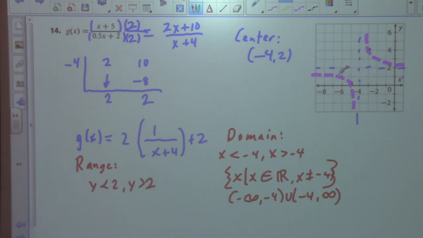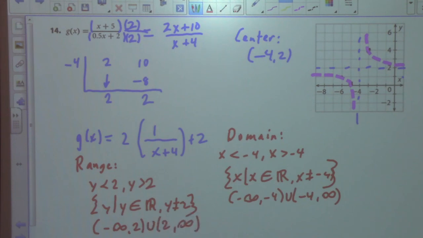And just checking here, yeah, that's a result of that, so it's good. And then y is an element of all real numbers, but y cannot equal 2. Oh, my pen's getting a little glitchy. Okay, then we have infinity 2, union, yeah. My hand's getting a little cramped. So anyway, that's our domain and range for that one.